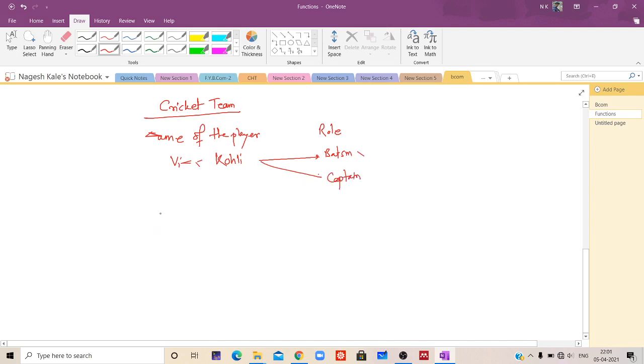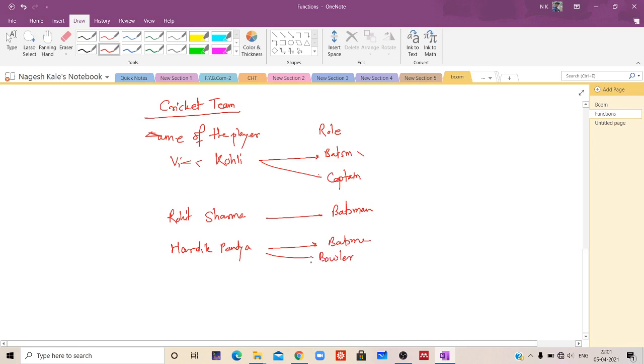If I take the next player, suppose I am taking Rohit Sharma, he is also batsman, vice captain, but I am not writing that here, right? You can take many more players. So I can take, for example, Hardik Pandya. This particular player is all-rounder, he can bowl, bat, so he can be batsman, he's bowler also, right?